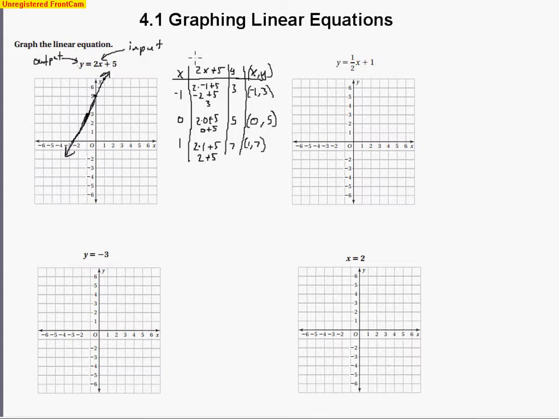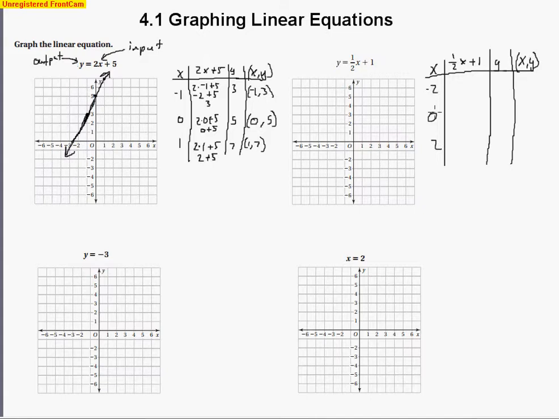So let's try the next one. We've got 1/2 x plus 1. So whenever I've got a fraction as the rule, or at least the coefficient in front of x, I'm going to be a little more careful about what numbers I pick, because I don't want to have to deal with fractions, and I can get rid of them by multiplying by an even number in this case. So I set up the table the same way, with my inputs, my rule, my outputs, and my ordered pair. And I want to multiply by -2, 0, and 2.